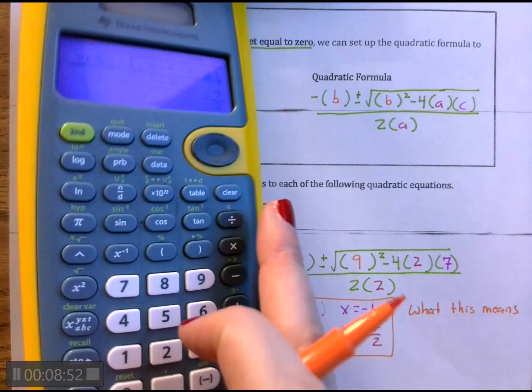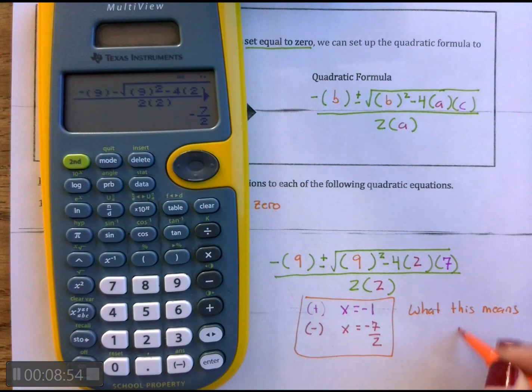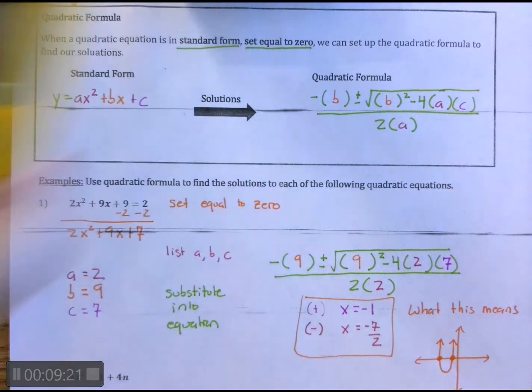So let me look at this equation. So if it looked something like that, then it would cross at -1, which might be right there, and then -7/2, which might be right there. So it would cross here and here. That's what these answers mean. It's where it crosses your x-axis. Okay? Alrighty. Moving on to our next example.